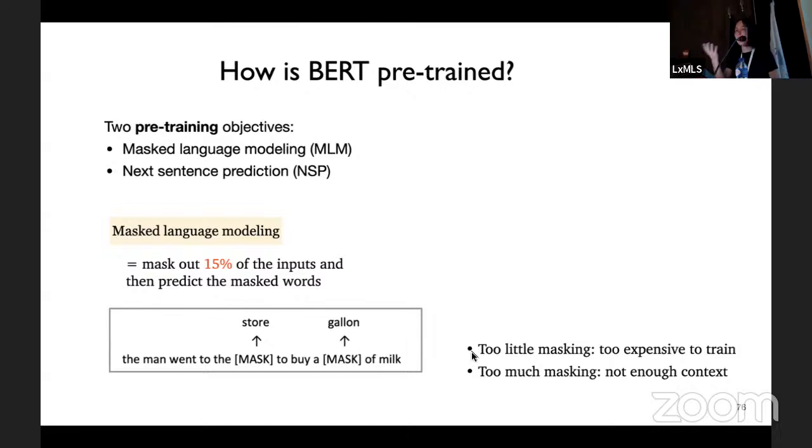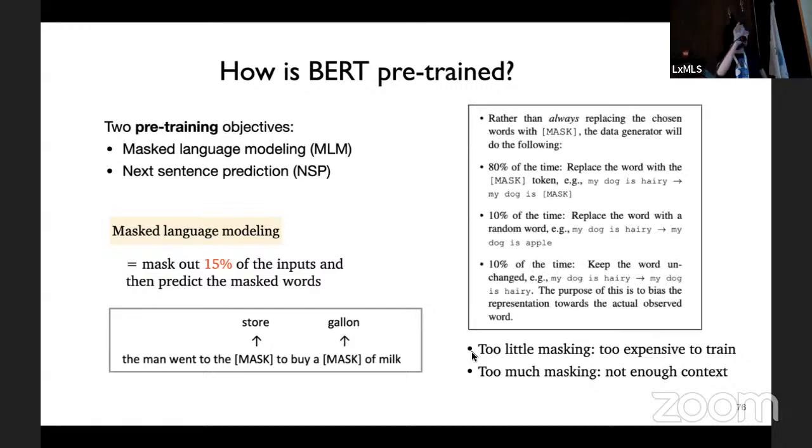So why is this 15% masking actually chosen? It's a hyperparameter, a design choice here. If you mask very few tokens, let's say only 5% of words, that means every time you only actually predict 5% of tokens instead of 100% of tokens. This will make the training process very expensive. But if you mask too much, let's say 80%, that means most of the words are already masked out. You only have 20% of words left. That makes the prediction task very difficult. There just isn't enough context to help you predict the masked words. So this is how they derive this 15% masking.